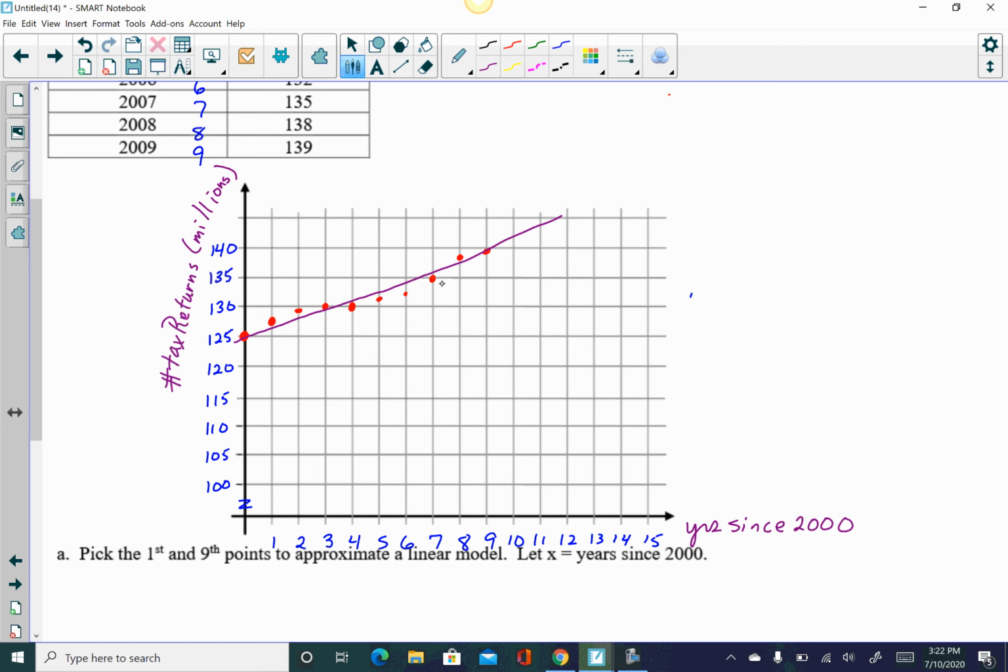If you ended up with no data points above and 5 below, you're not quite going through the middle that way. So that's what we mean by an eyeball line of best fit. You're running straight through the middle of your data as best as possible. All right, let's scoot on down here to part A.